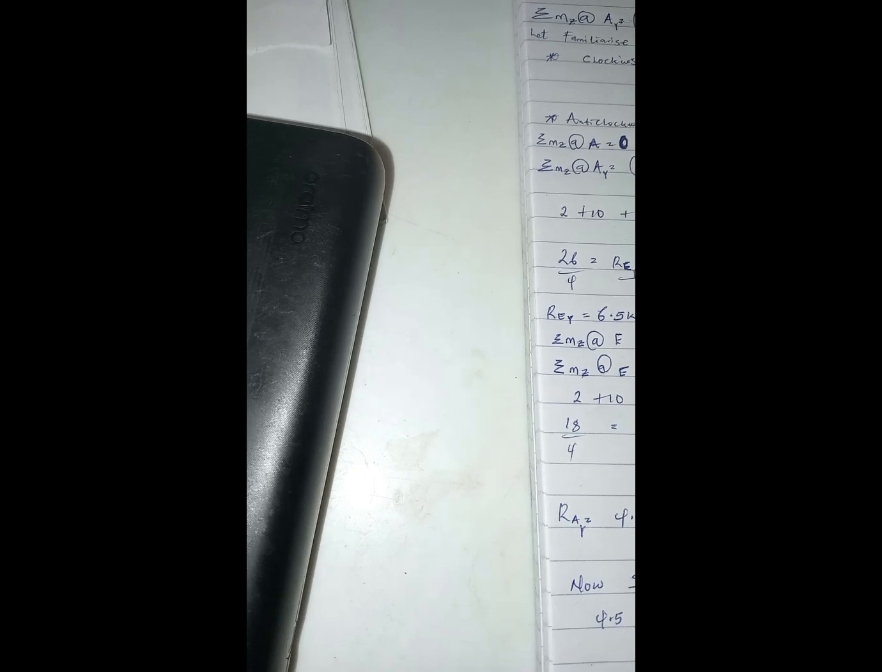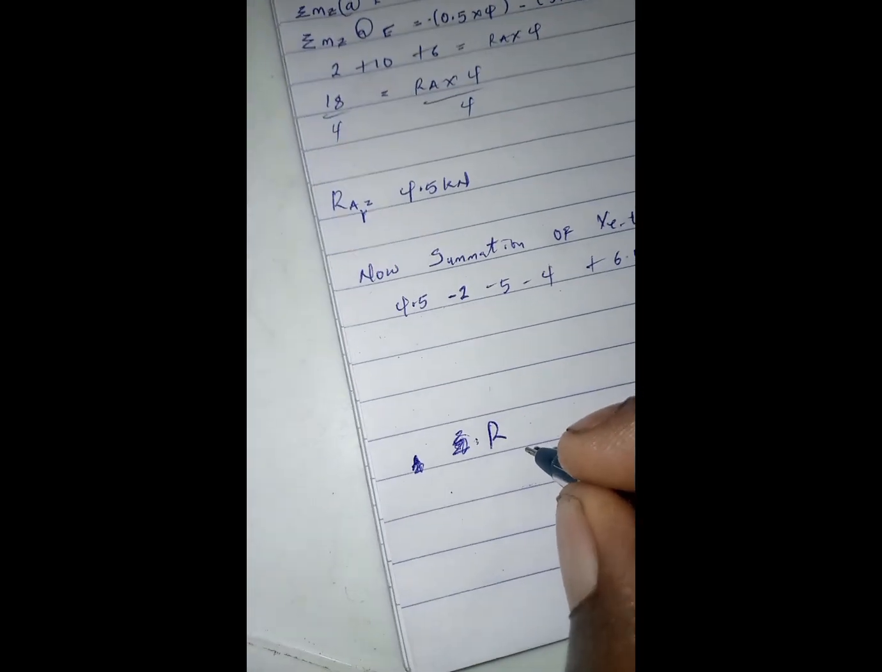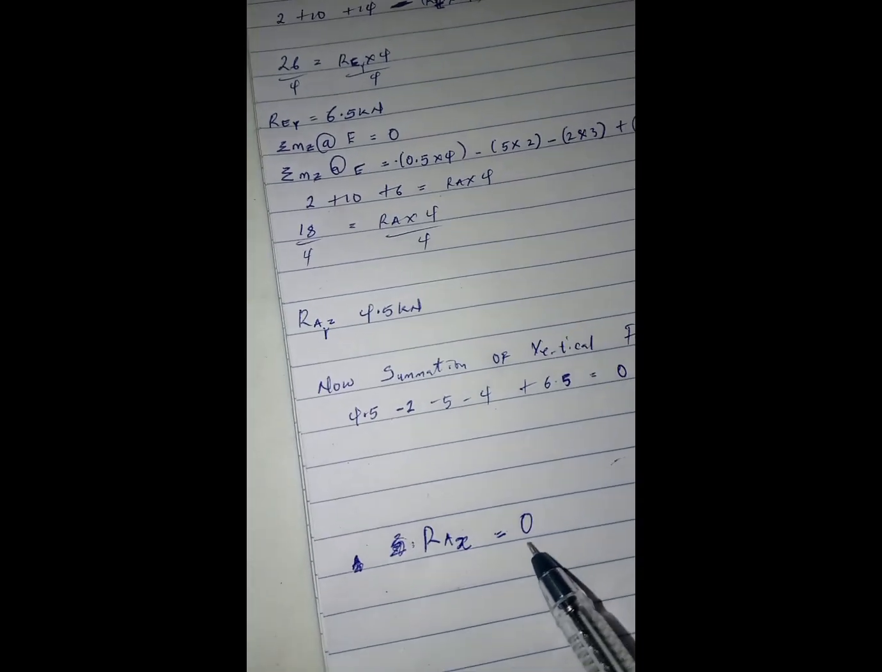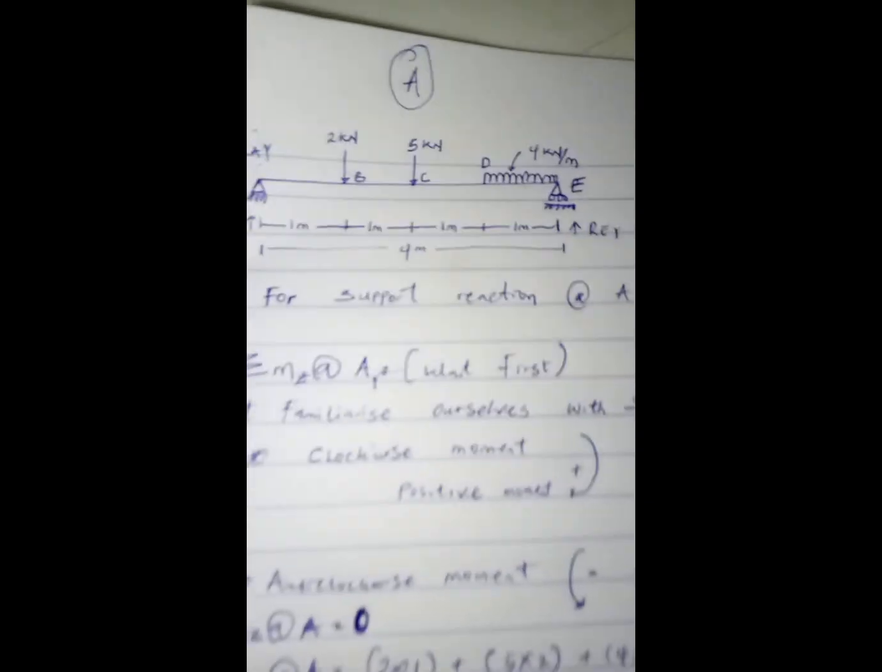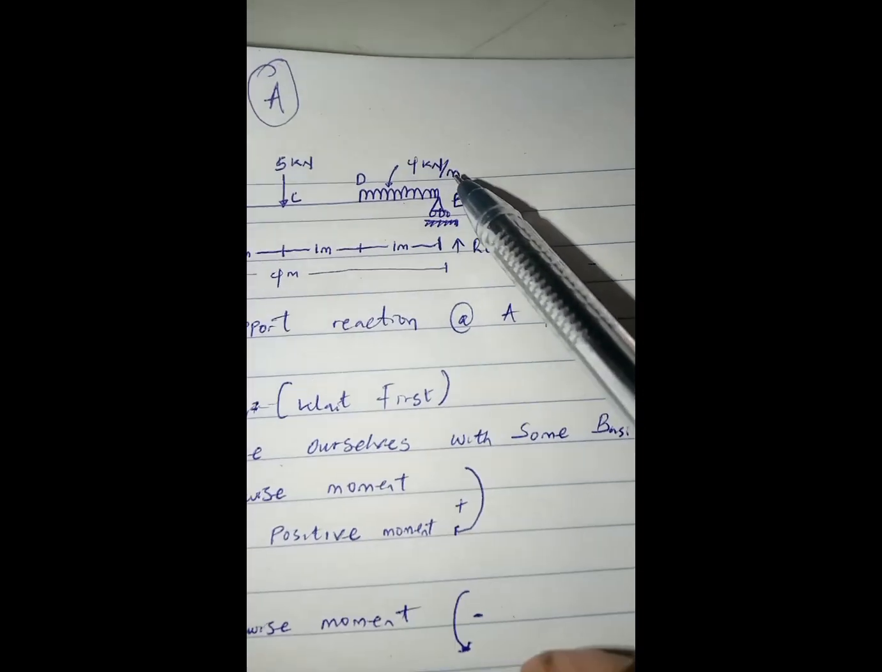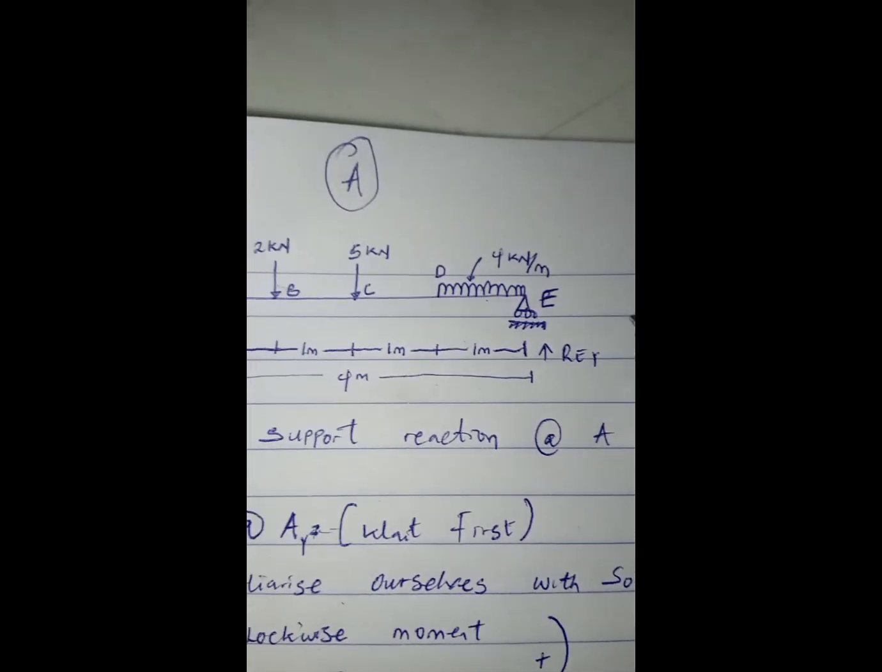For the horizontal reaction at point A, Ax will be equal to 0 because we don't have any horizontal force acting on the beam. You can see the diagram of the beam. There is no horizontal force acting, and if you should check, there will be no horizontal reaction at point E.